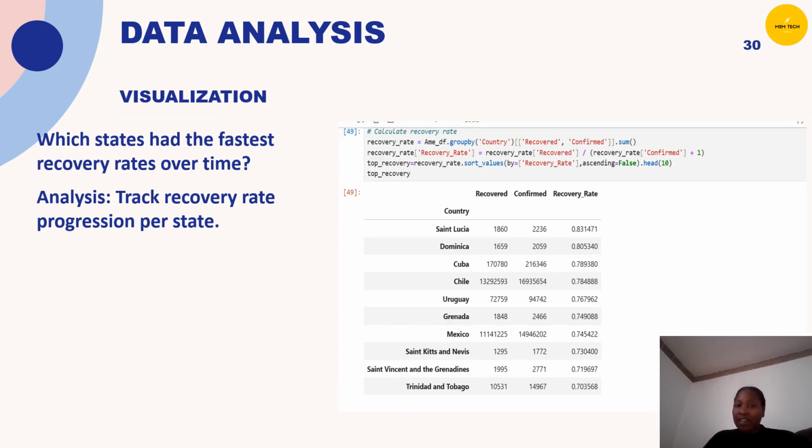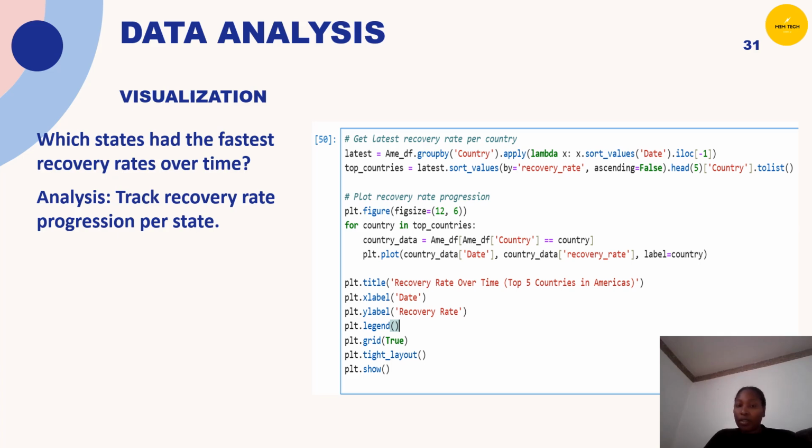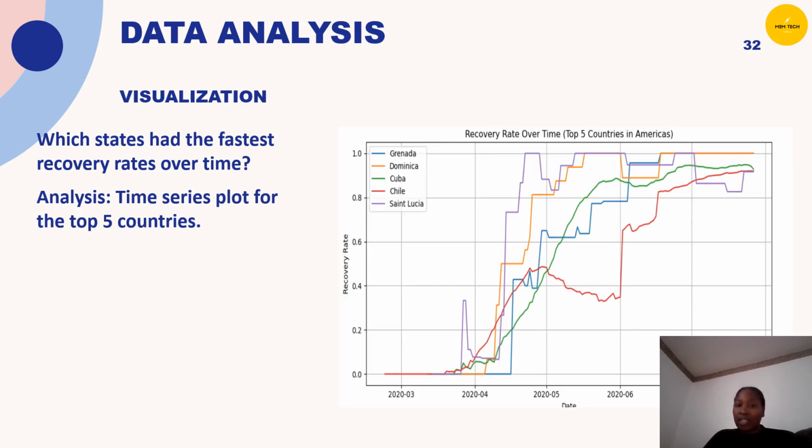So which state had the fastest recovery rate over time? Okay, we see this progression, tracking recovery rate progression per state. This is a time series plot for the top 5 countries which show the fastest recovery rate: Grenada, Dominica, Cuba, Chile, and St. Lucia. As we easily see in the given plot, St. Lucia shows the fastest recovery rate.